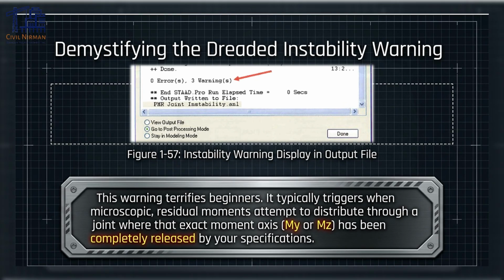Now let's understand Staad's instability warnings without panicking. And here is an example of one of the warnings. See, here is something every Staad user eventually sees and panics about the first time, an instability warning after running the analysis. It typically happens because strong and weak axis moments are commonly released at member ends throughout a model, and during analysis very small loads or moments try to distribute through the structure and hit a joint where that exact moment has been completely released.